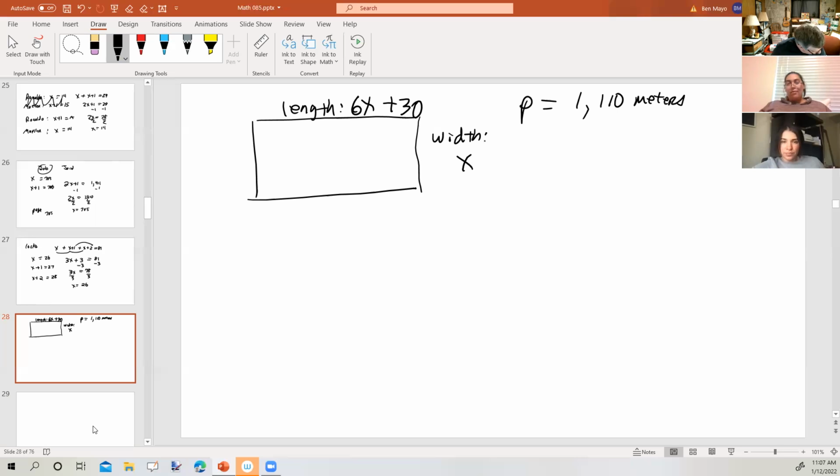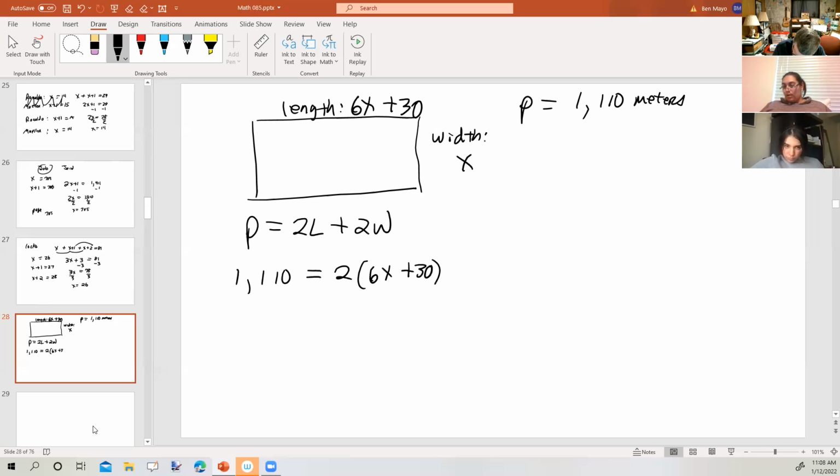Now, we know that the perimeter is 1,110 meters. We know the length is 6X plus 30 and the width is X. The formula for the perimeter of a rectangle is the perimeter is 2 times the length plus 2 times the width. So now we can make substitutions. In the place of the perimeter, we'll put 1,110. In the place of 2L, we'll put 2 times the quantity 6X plus 30. In the place of 2W, we'll put 2 times X.